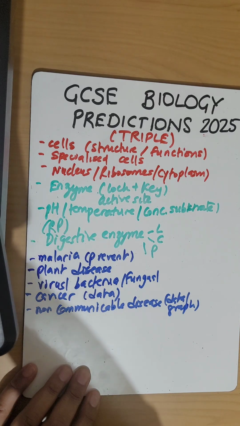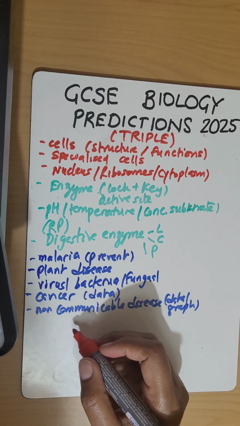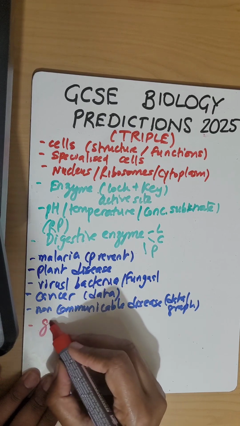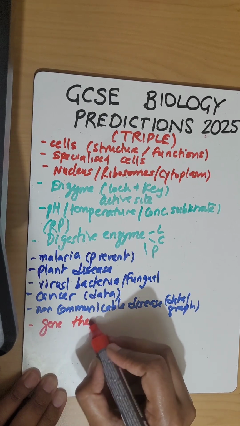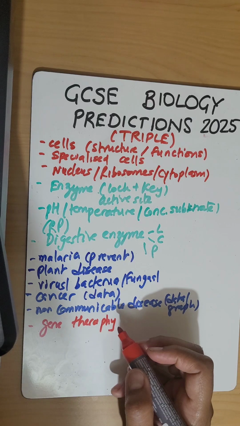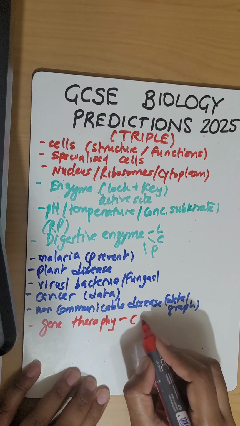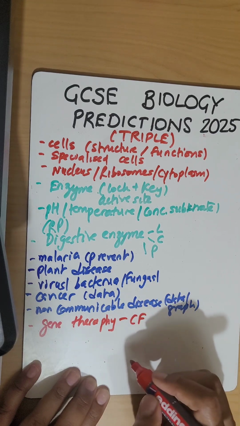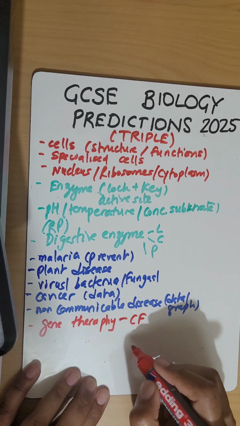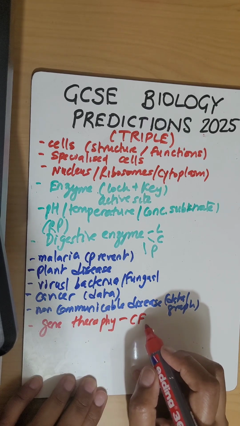Then we're going to move on to gene therapy. Now, gene therapy is for OCR and Edexcel. So we're going to do gene therapy. Like I said, this is for only OCR and Edexcel. So if you're doing those exam boards, you've got cystic fibrosis, you've got other organs that can be affected, so they can ask you how to prevent it and what the effects are.